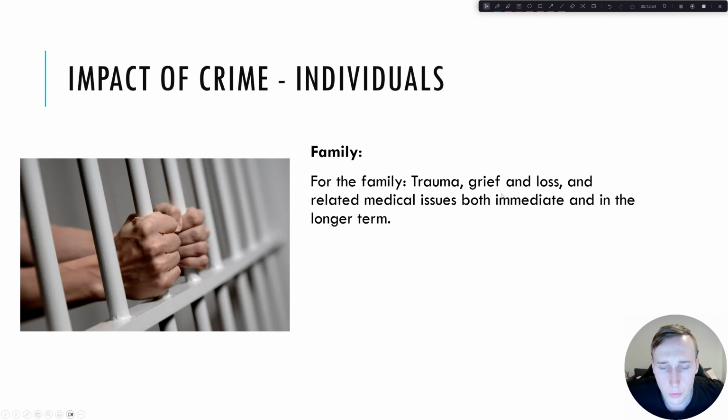So obviously for the family, if someone loses a family member to a murder, for example, there's going to be a lot of trauma, grief, and loss. As a result, you're going to have a lot of short-term issues, but also maybe some longer-term issues. They might need ongoing therapy and counseling, and the whole ordeal of having a family member murdered is going to be extremely traumatic. You can think about all those domino effects it could also have for the family. So really, really high impact of crime for the family.